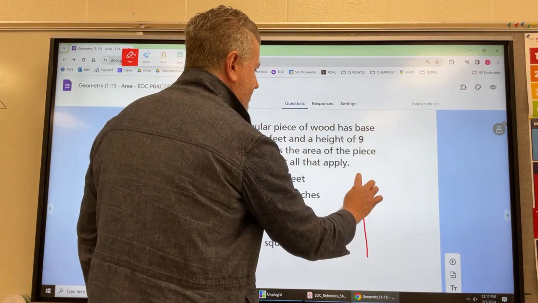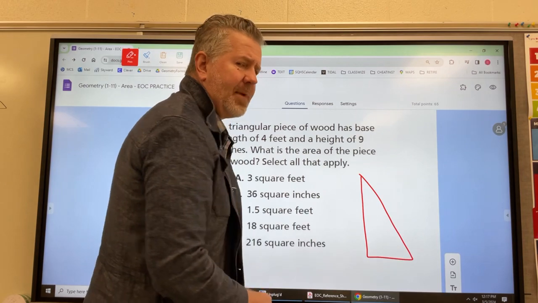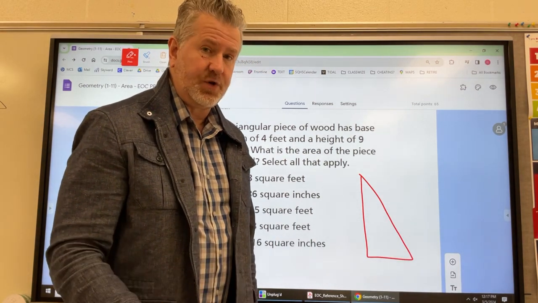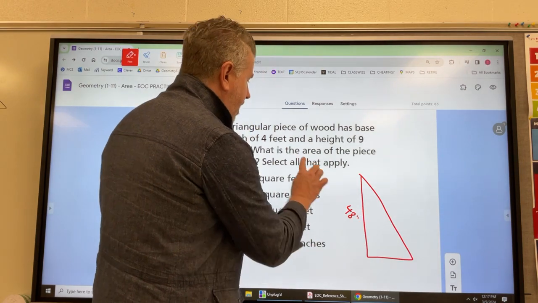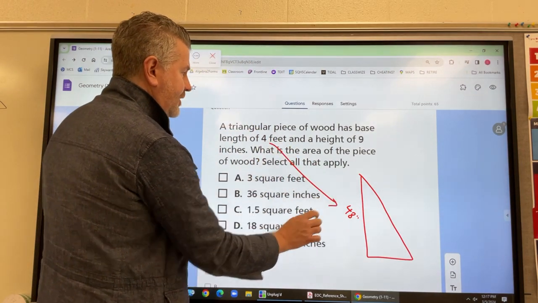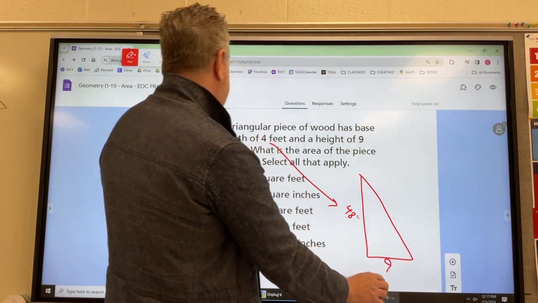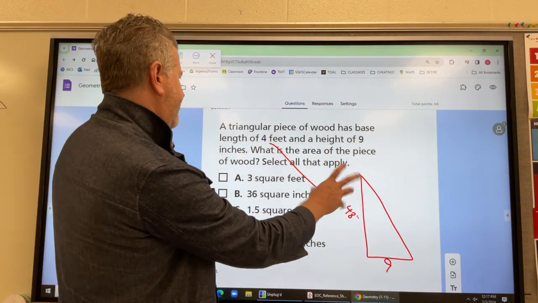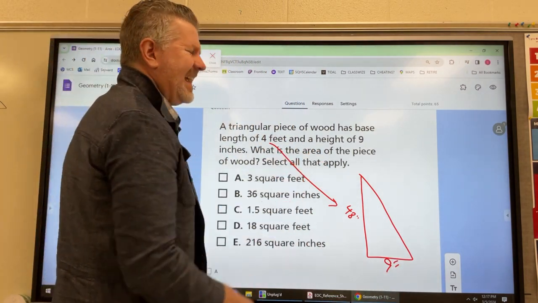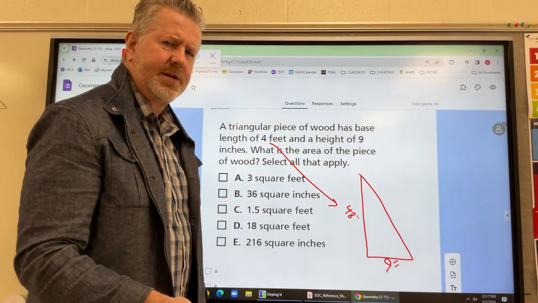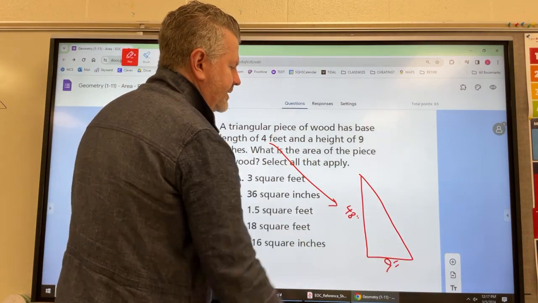But what we're looking at here is we've got this triangular piece of wood and the length is 4 feet. I'm going to go ahead and call that 48 inches, okay? I'm just going to do a quick in my head conversion and call my 4 feet 48 inches. I'm going to call my height 9 inches. I know it doesn't really matter. Length and height can be considered base and height. It doesn't really matter that much as long as the units are equal.